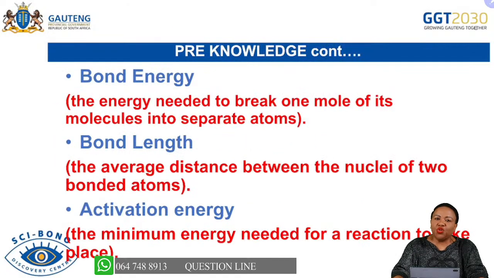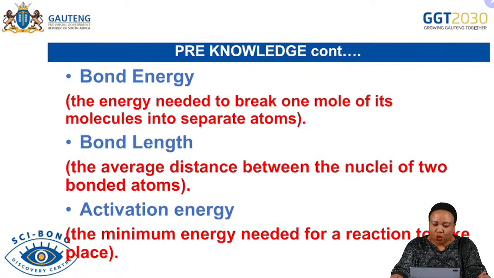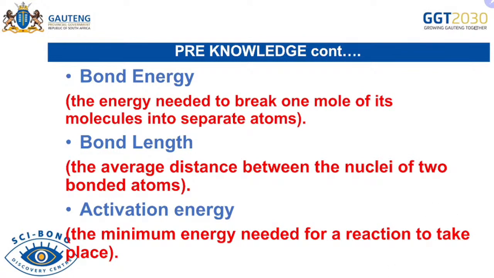What else do we need to know in terms of this reaction? Remember, we are going to deal with chemical reactions. Therefore, we need to understand bond energy, the energy that is needed to break one mole of its molecules into separate atoms. We also need to understand what a bond length is, which is the distance between the two nuclei of the bonded atoms, and also the activation energy. The activation energy is the minimum energy needed for the reaction to take place.